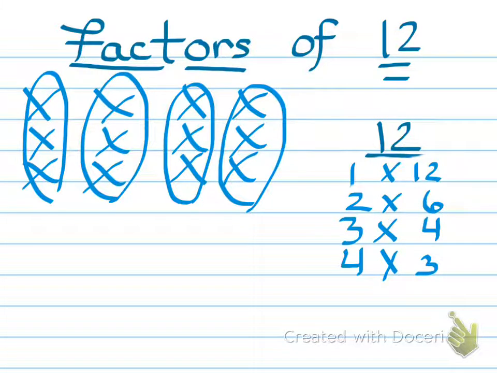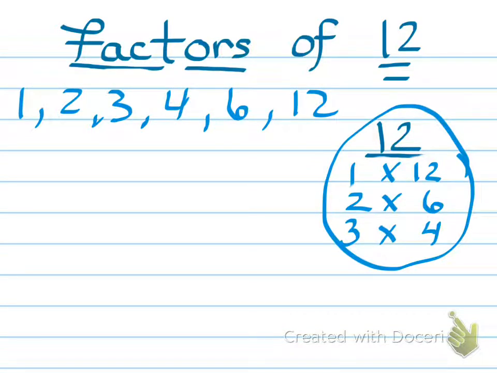Now we have talked about the commutative properties, and that's a fancy way of saying turnaround facts, and 3 times 4 and 4 times 3 are commutative properties. Those are turnaround facts. So we actually do not need to write the 4 times 3 because we already have those factors listed. And then we go ahead and we put them in order from least to greatest. And our factors in order from least to greatest are 1, 2, 3, 4, 6, and 12. See? Not difficult at all. Really, really not difficult. Very nice.